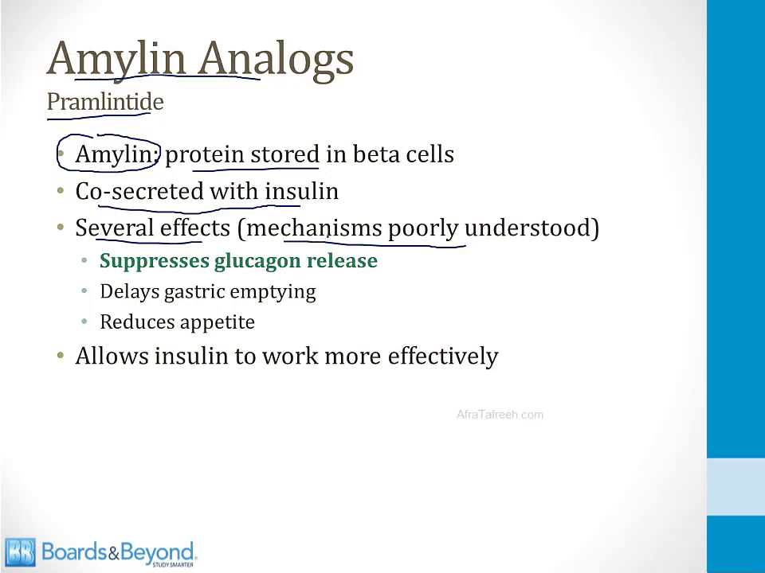The most important of these is that it suppresses glucagon release. As you know, glucagon raises blood sugar and opposes insulin, so when you suppress glucagon, insulin is able to work more effectively. In addition, amylin analogs like pramlintide have been shown to delay gastric emptying and reduce appetite, and both of these effects also help to lower the blood sugar level.